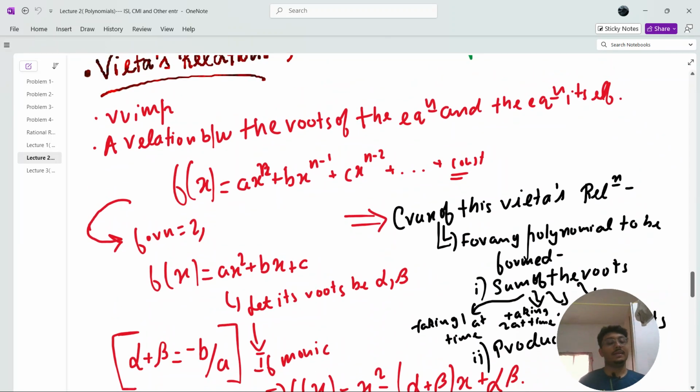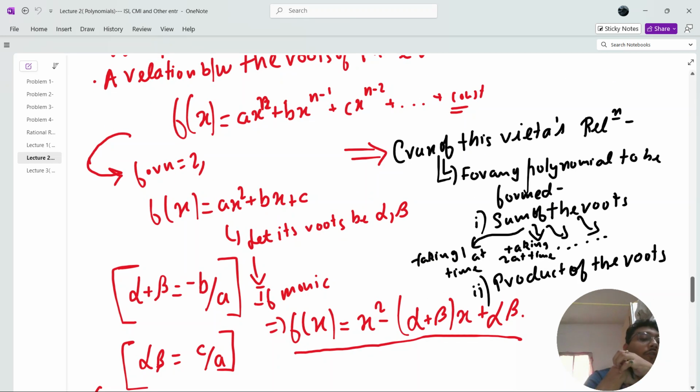Yeah, so Vieta's relations, very, very important one, crucial one. A relation, what is it? A relation between the roots of the equation and the equation itself. That is, we have a general polynomial equation f(x) equals x to the power n plus bx to the power n minus 1 plus cx to the power n minus 2 plus dot dot dot up till the term where we reach the constant. So what is the crux, what is the main idea behind Vieta's relations?